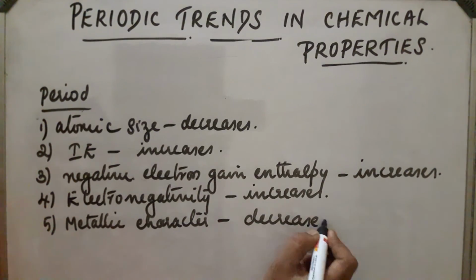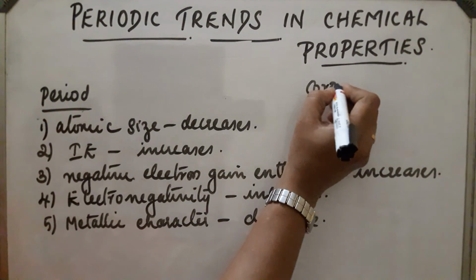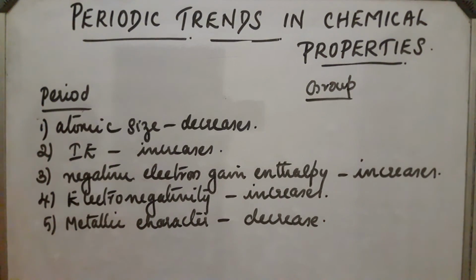In the case of a group, the reverse will be the order. That is, atomic size increases, ionization energy decreases down the group, negative electron gain enthalpy decreases down the group, electronegativity decreases down the group, whereas metallic character increases from top to bottom.